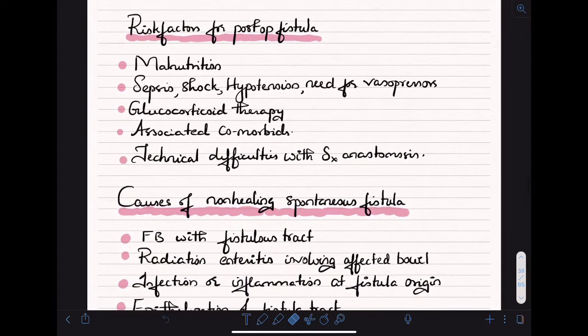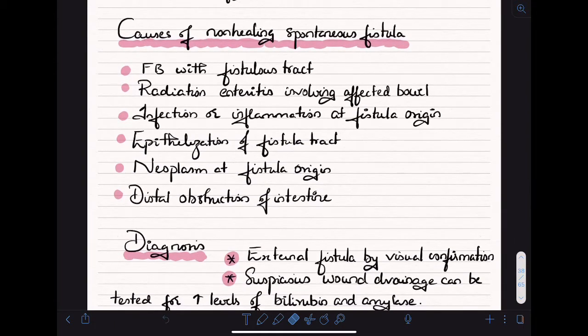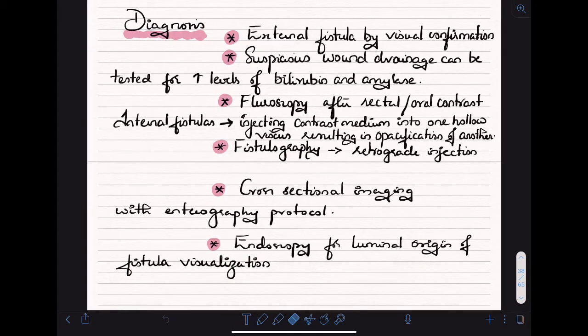Coming to the risk factors of post-op fistula: malnutrition, sepsis, shock, hypotension, need for vasopressors, glucocorticoid therapy, associated comorbidities, technical difficulties with the surgical anastomosis. Coming to the causes of non-healing spontaneous fistula: foreign body within the fistulous tract, radiation enteritis involving the affected bowel, infection or inflammation at the fistula origin, epithelialization of the fistula tract, neoplasm at the fistula origin, and distal obstruction of intestine.